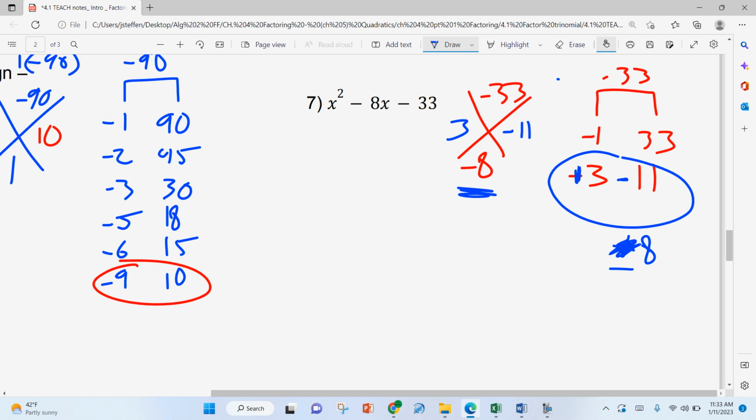Now again, I don't mean to be a broken record here when I say this, but I love this X method because this is a perfect way to double check your work. 3 times negative 11 is negative 33. 3 plus negative 11 is negative 8. You would not believe how many people miss problems, and the only reason is because they didn't take the time to do that. And again, really the main reason I do that is to check my positives and negatives. It's not even to check anything else. But a lot of people miss some of those positives and negatives. So your answer ends up being x plus 3, x minus 11.